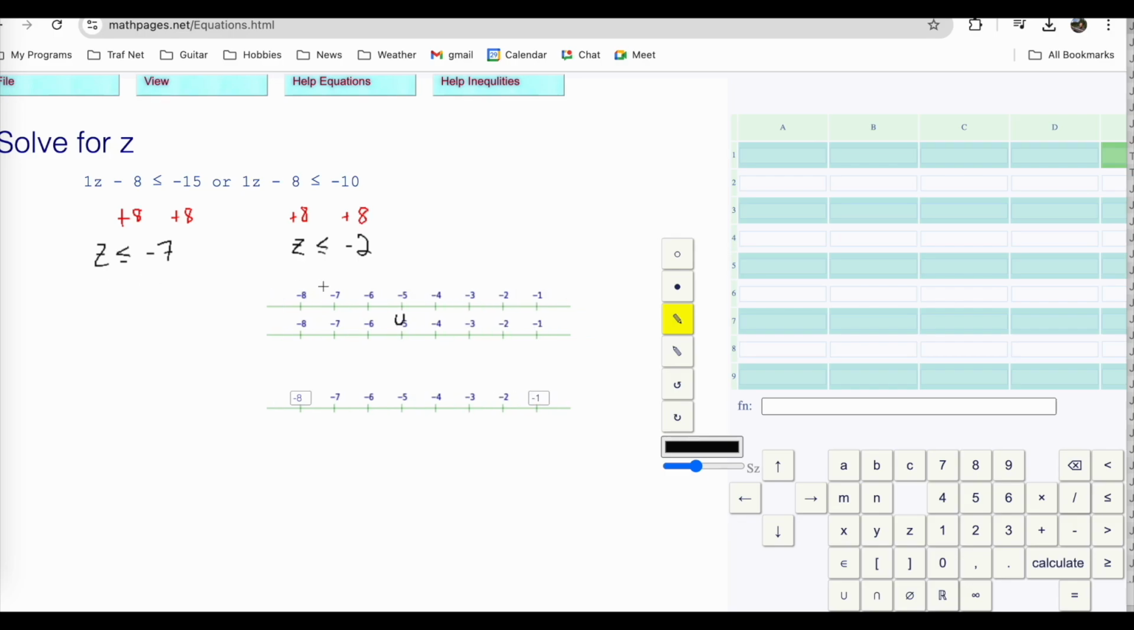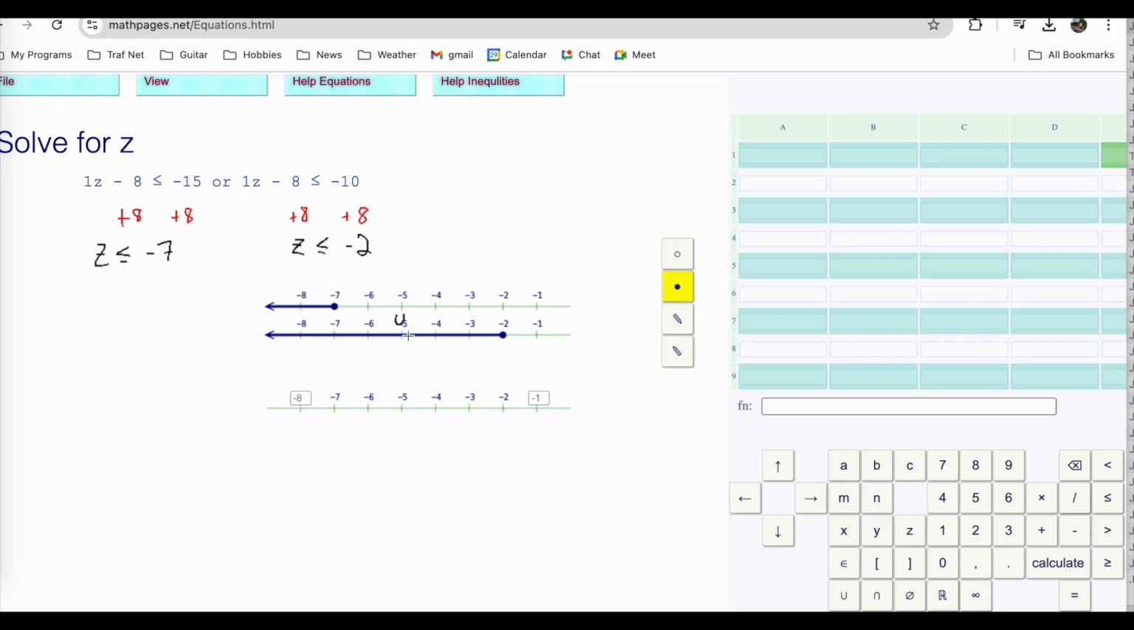Z is less than or equal to negative 7. That's a solid dot, negative 7. And here, z is less than or equal to negative 2. We're unioning them. We are putting them together. You're just adding them, what's in here or in here. It's or. Is negative 8 in at least one of them? Sure. This is included. And we're going to go all the way down to infinity in both.